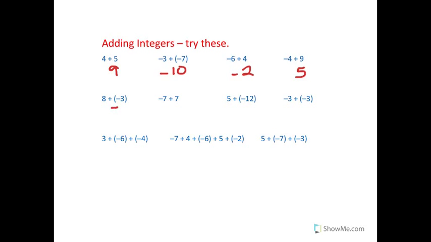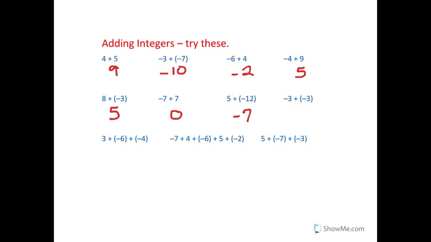8 plus negative 3, 5. Negative 7, you want to buy something for $7, you have $7, you can do it. You're not going to have anything left over. 5 plus negative 12, negative 7. And again, if you're thinking of absolute value, the absolute value of negative 12 is larger than the absolute value of 5, and the 12 is negative, so it's negative.